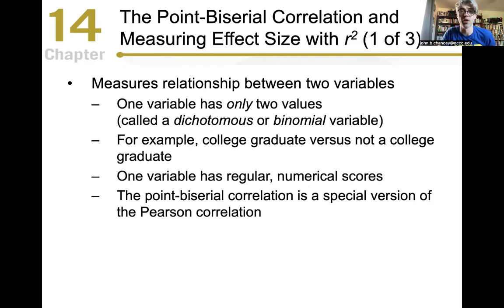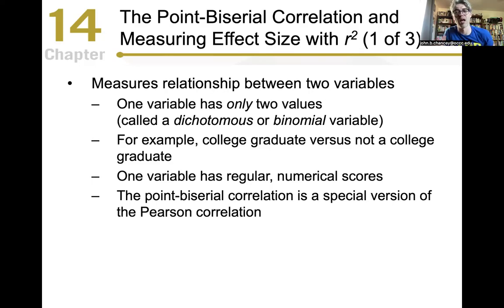We have the point biserial correlation for measuring effect size with R squared. It measures the relationship between two variables, where one of those variables only has two values. It is dichotomous, it is binomial, meaning like male, female, or yes, no. It only has one or two options.